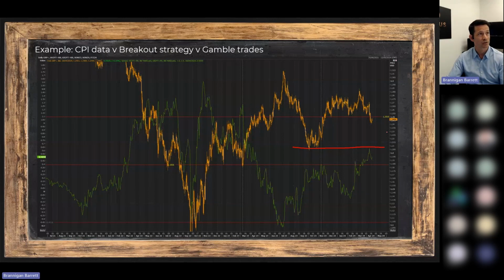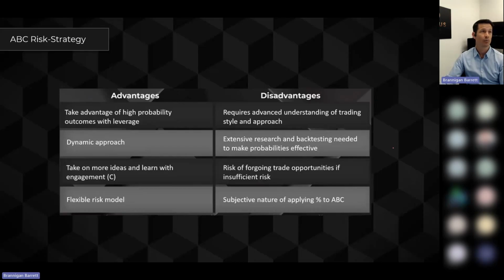It's not that we don't take the trades, it's just that we want to allocate a lot less risk to them. So that is the ABC methodology, and that's how we determine ultimately which trades we put more risk on and which trades we put less risk on.